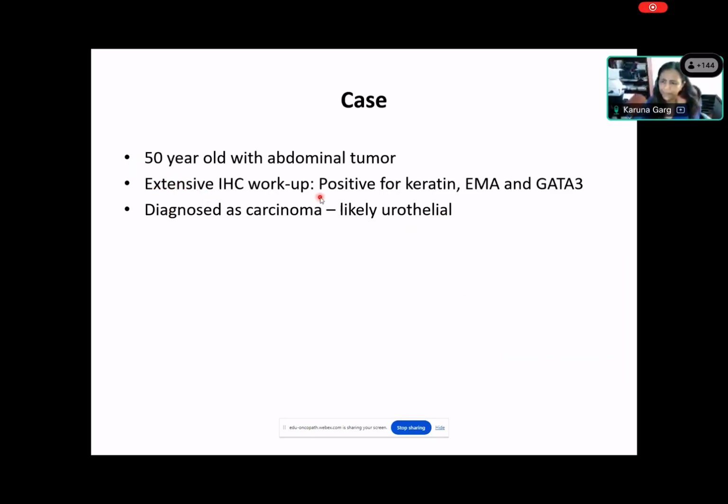You know, this was worked up like crazy. It was positive for keratins, for EMA, and diffusely positive for GATA3. So based on that GATA3 staining, it was signed out as poorly differentiated carcinoma, and they said it's probably urothelial. So based on that, she undergoes a cystoscopy, and there's nothing in the bladder. They do a bladder biopsy, they do a urine cytology, nothing at all there. So nothing is really making any sense.